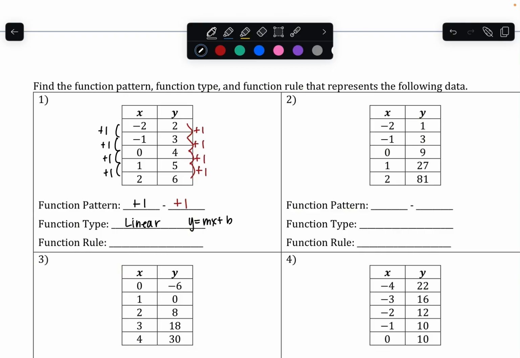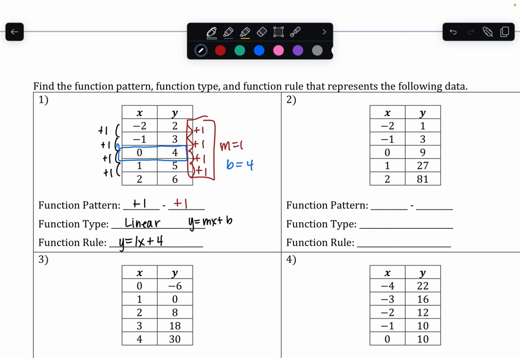And honestly, you can already see that the slope, m, is 1. And you can see the y-intercept, b, is 4. And so without running a regression in the calculator, because this is perfectly linear, you could go ahead and write your equation 1x plus 4.